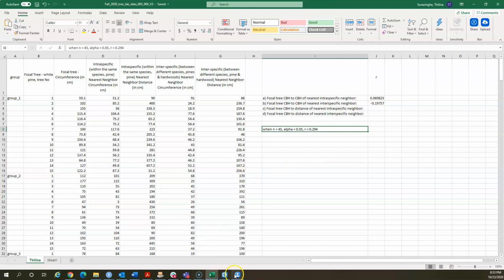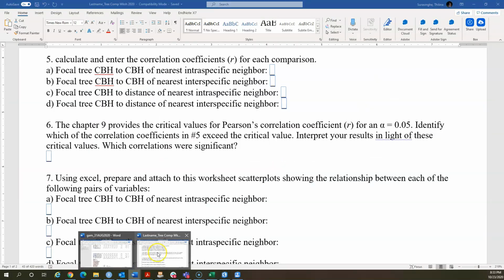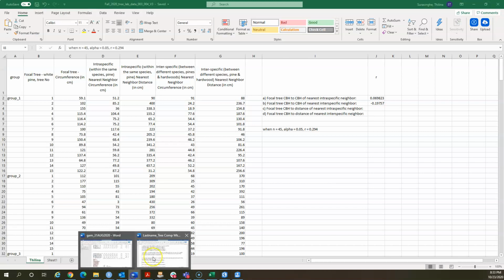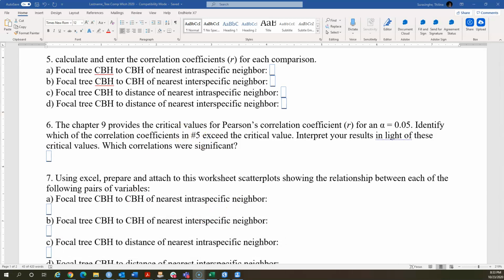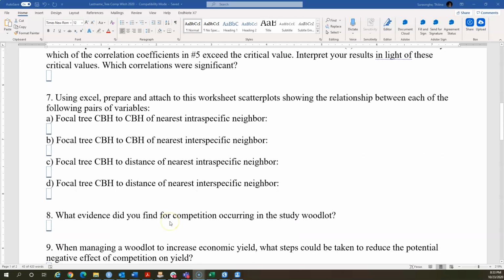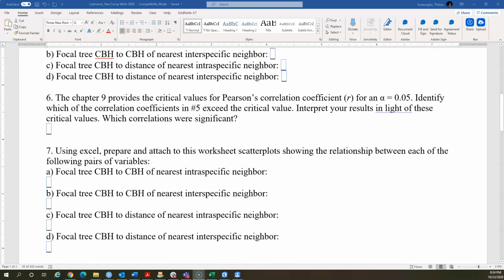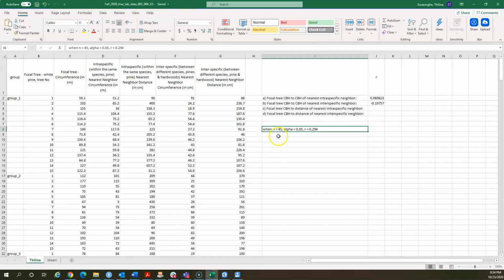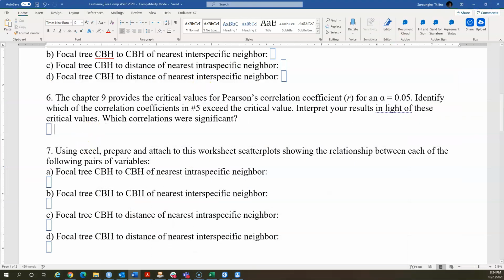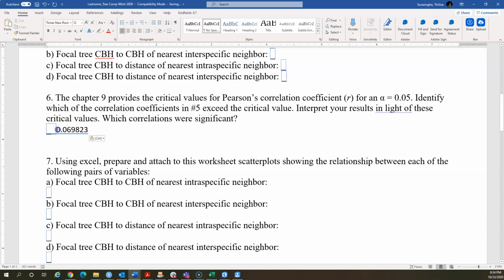Okay, now let's go back over here and try to understand what's going on over there. So over here, I will actually demonstrate one by an example, right? For the very first one, focal tree CBH versus intra-specific CBH, it's actually this particular value, right? And what I'm going to do over here is I will paste that first, right?